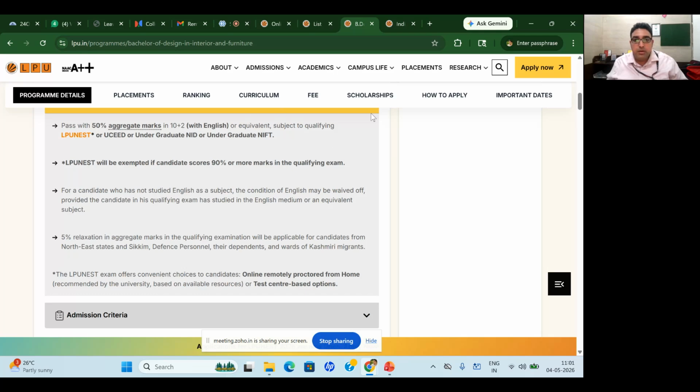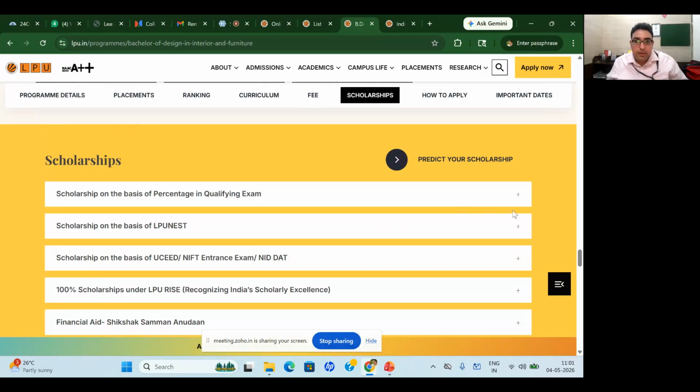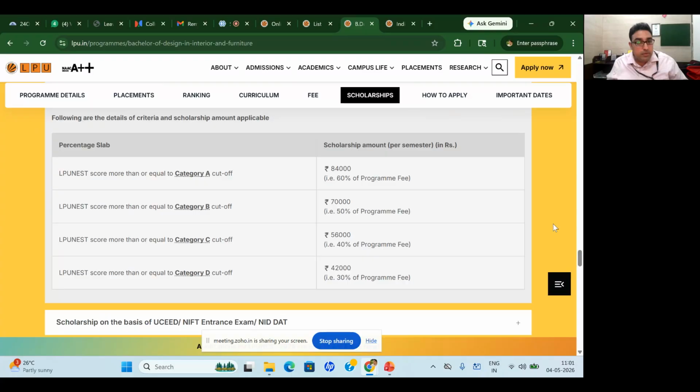So let me tell you about the scholarships. On the basis of LPU NEST, the entrance exam which I have told you about, I have told you about the scholarships which you are going to get in all the semesters. We are providing scholarships on merit. So if you will be in the category D cutoff, then 30% scholarship will be conferred to you, and this will remain the same in all the semesters.